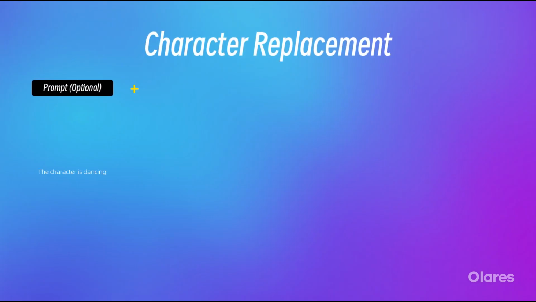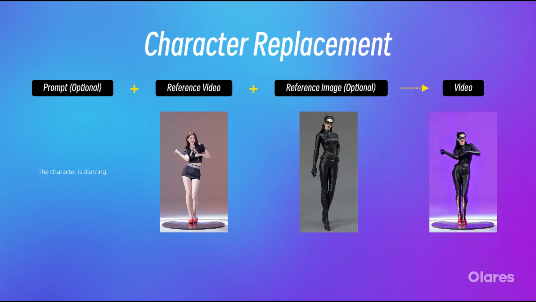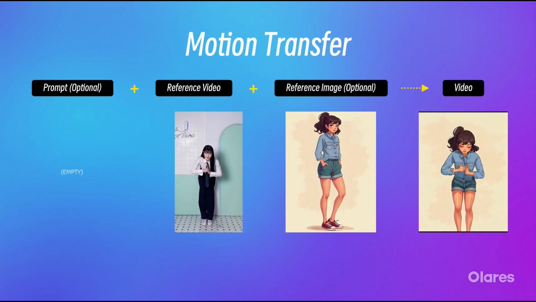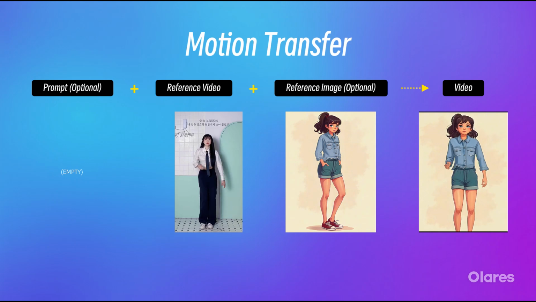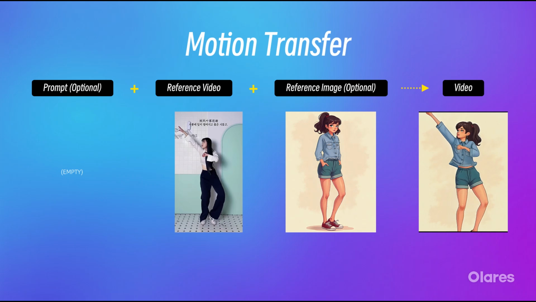Video to video involves using certain elements from a reference video, combined with prompts and new instructions to generate a new video. The most common use case is referencing the movements of a character in a video to generate a new video where a different character performs the same actions. This is called motion transfer.